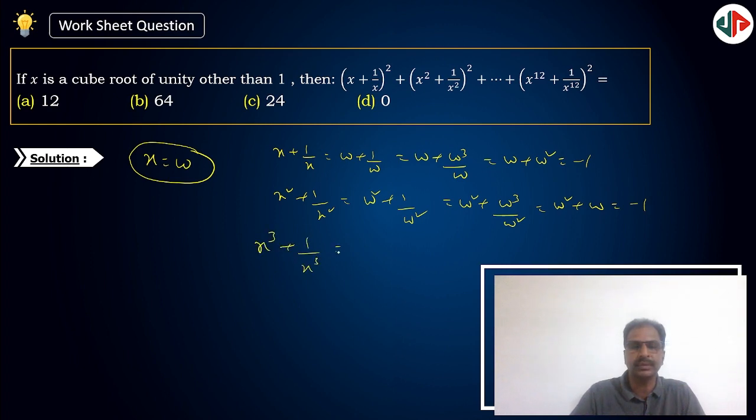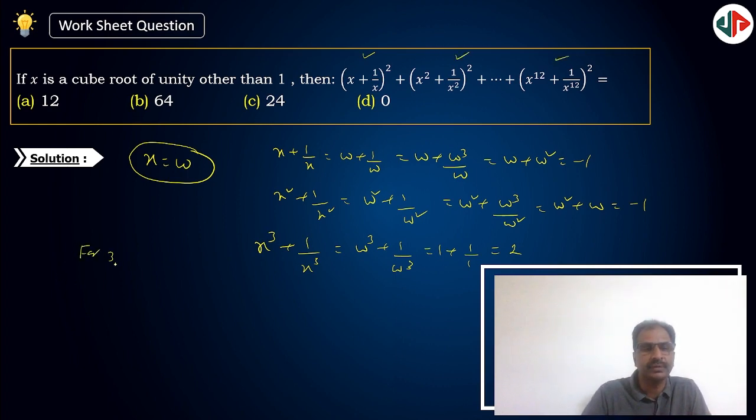Now look at x cube plus 1 by x cube. Omega cube plus 1 by omega cube, which is 1 plus 1 by 1, which is 2. So you get 2 for powers that are multiples of 3. So how many terms do we have altogether? 12 terms. In this, for multiples of 3, that is for 3, 6, 9, 12, you will get 2 as the answer. And for the remaining 8 terms, out of 12 terms altogether, you will get minus 1.